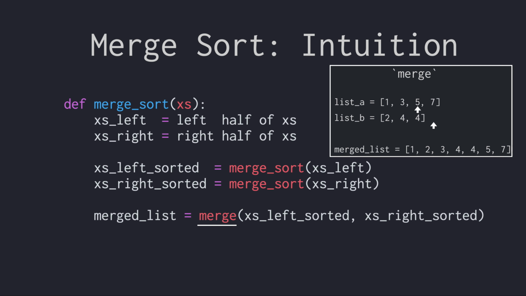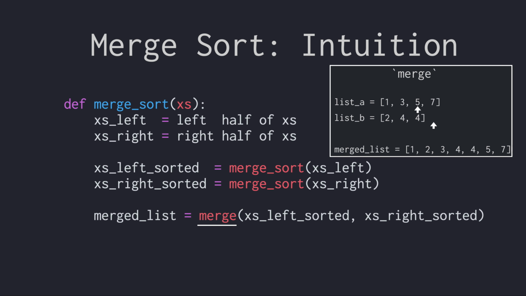So what do we know about merged list? Well, first of all, merged list contains every element that used to be in x's. How do I know that? It's because x's left and x's right were the left half and the right half of x's. Those two got sorted, and so no elements were taken out or put in. So we know that x's left sorted combined with x's right sorted contain everything that used to be in x's.